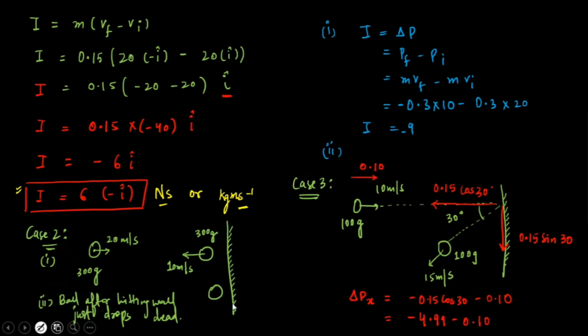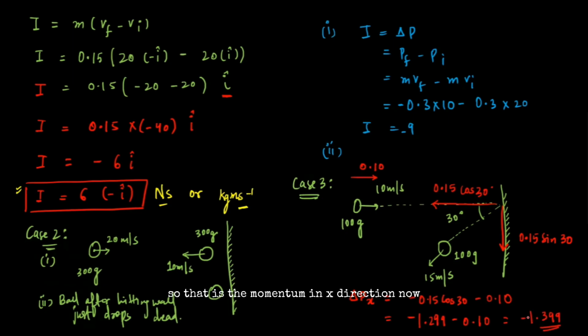So we should write 1.299 here. And similarly, we add 0.1 to it. The whole answer is going to be negative 1.399. So that is the momentum in the x direction. Now, we haven't solved the question yet. We just found one thing, that momentum in the x direction is supposed to be 1.399.